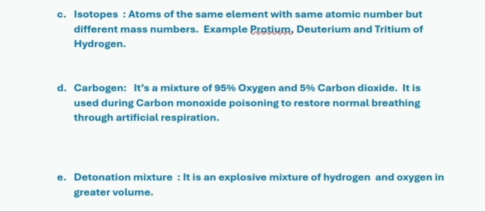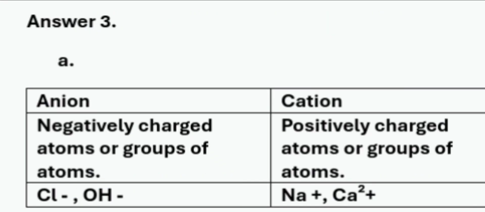Next is carbogen. It's a mixture of 95% oxygen and only around 5% carbon dioxide. It is used during carbon monoxide poisoning to restore normal breathing through artificial respiration. Then detonation mixture: it's an explosive mixture of hydrogen and oxygen in high proportions.